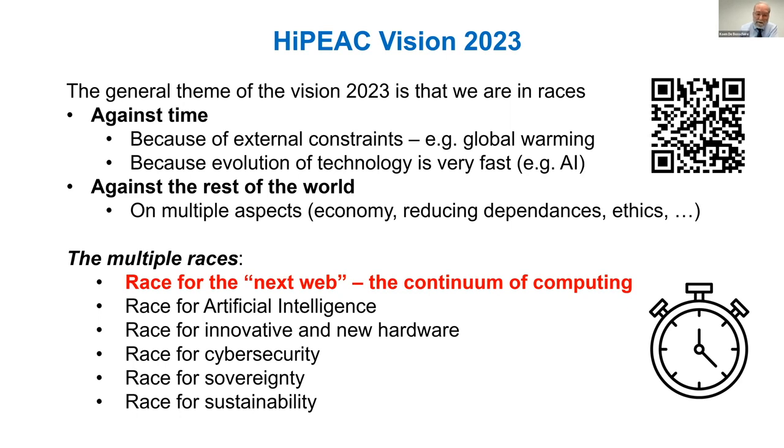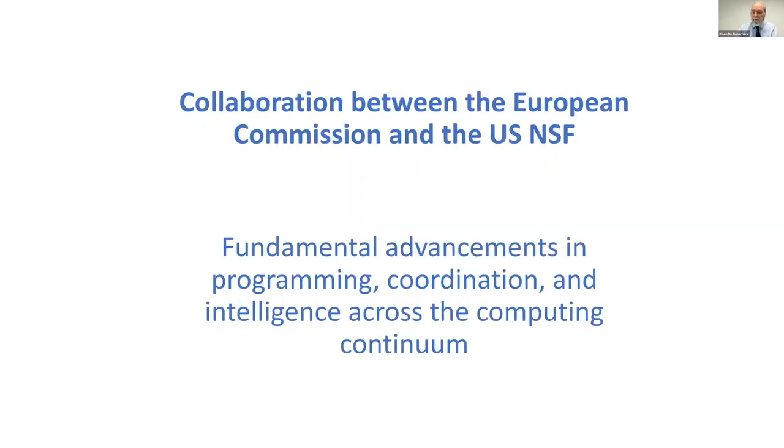The first one, the next web, is mentioned in red because this one is linked to a CSA for the call for collaboration between the EU and the United States through the National Science Foundation. And for that, as has already been mentioned by Jan Komarek earlier, we have been helping the Commission in making the first contacts. And the subtitle was Fundamental Advancements in Programming, Coordination and Intelligence Across the Computing Continuum.